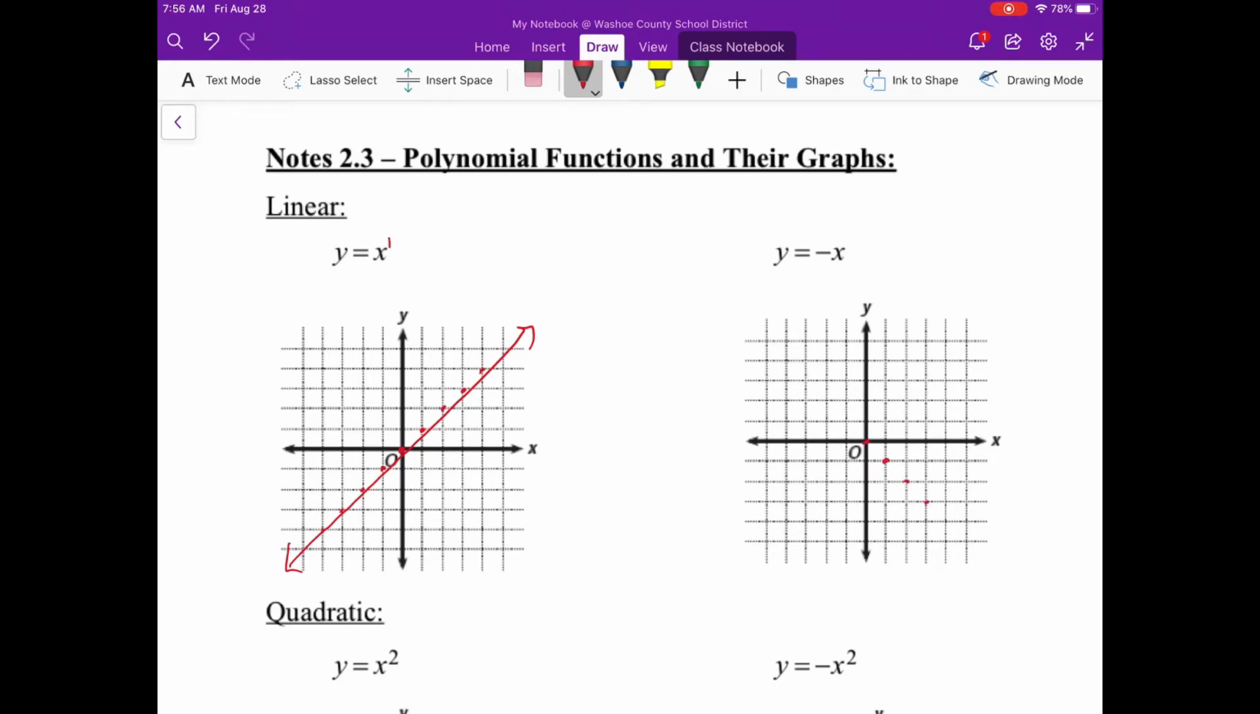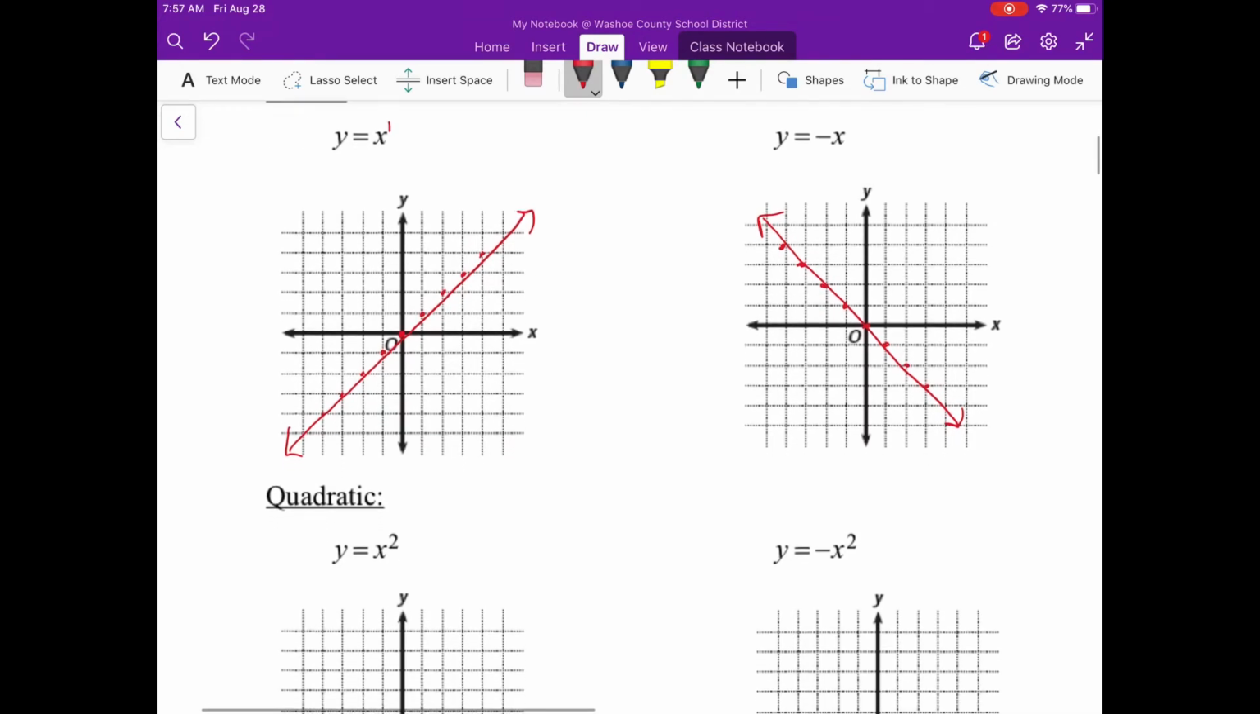The other way this one could be graphed is if it has a negative slope, it would be going down the opposite direction. So going down this way. Okay, so linear function, it's just a straight line. Hopefully you know that. Hopefully you remember that. Just a regular, normal sketch of these graphs is perfect. So you don't need to graph them perfectly or anything, okay?